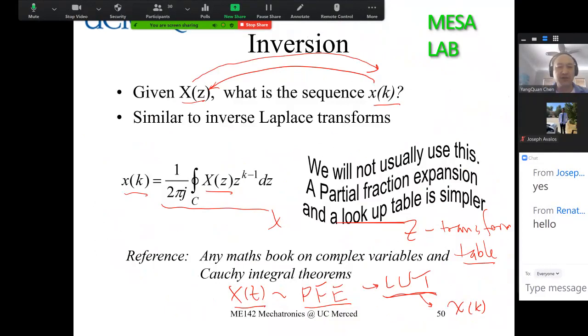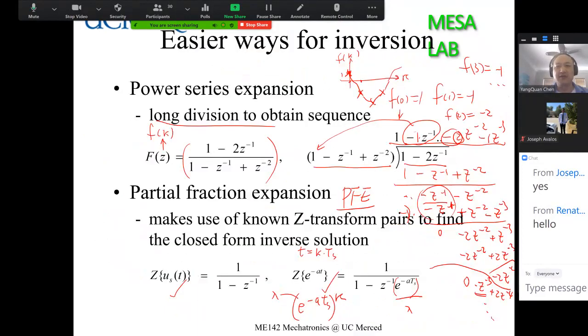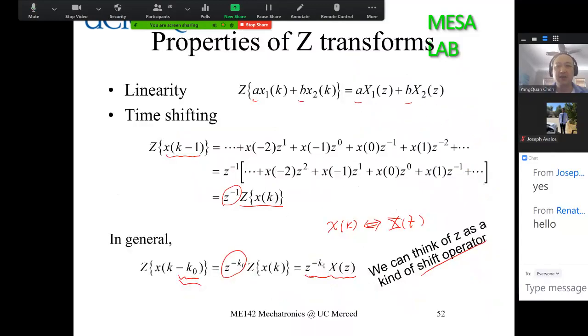Inversion, we don't usually do according to the formula. We use a lookup table approach. So there are two ways. One is to do the long division. Another one is to do the PFE, partial fraction expansion. So basically, you can decompose it into the basic units like this, okay? Then you look up the table, you get it.